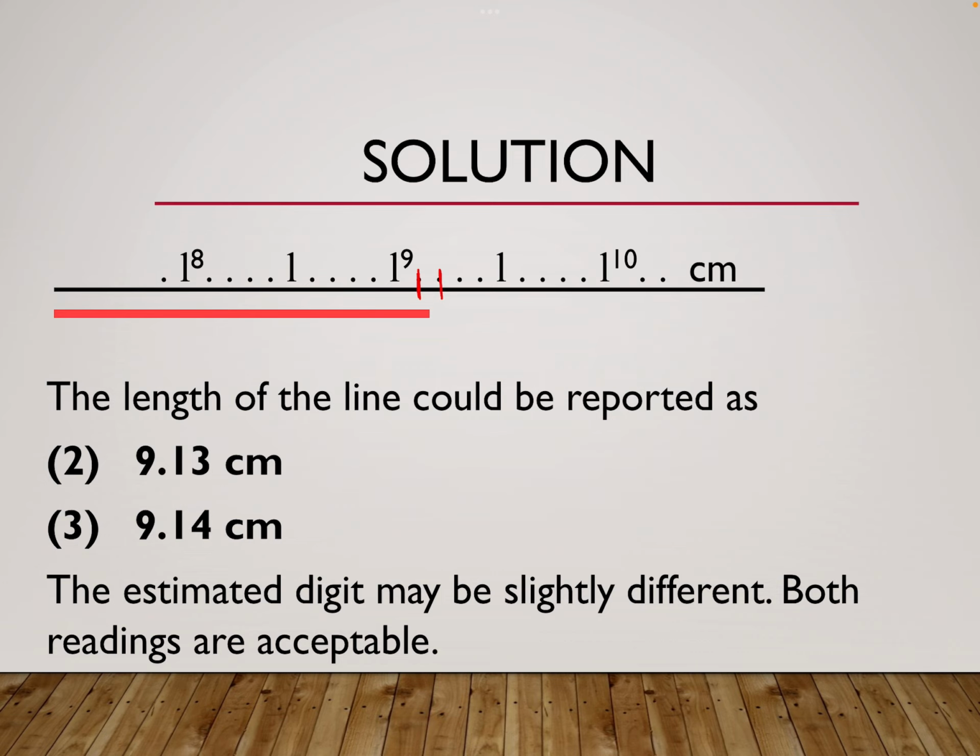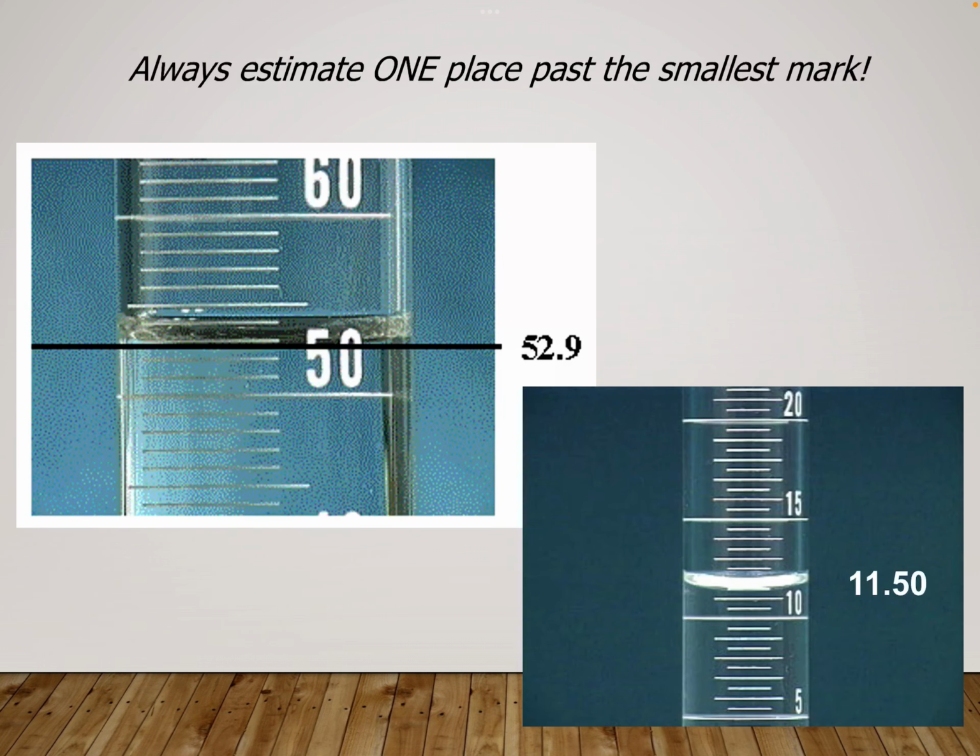So these answers could be different as long as you have the right number of digits, okay? So that's showing us the precision. It's showing us how accurately we know something. So we can do the same thing with graduated cylinders. So let's look at this.